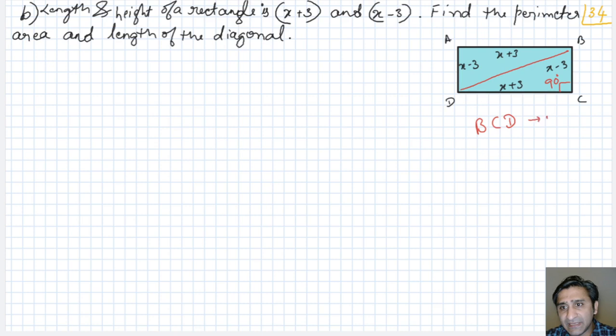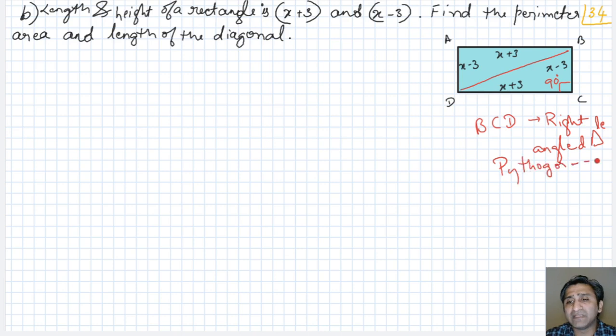BCD is a right angled triangle. Therefore you can apply the Pythagoras theorem. If you do not know what the Pythagoras theorem is yet, you will learn it in geometry when your teacher teaches you in school, or you can always look it up on Google, or I'm going to be explaining it in this video itself anyway.